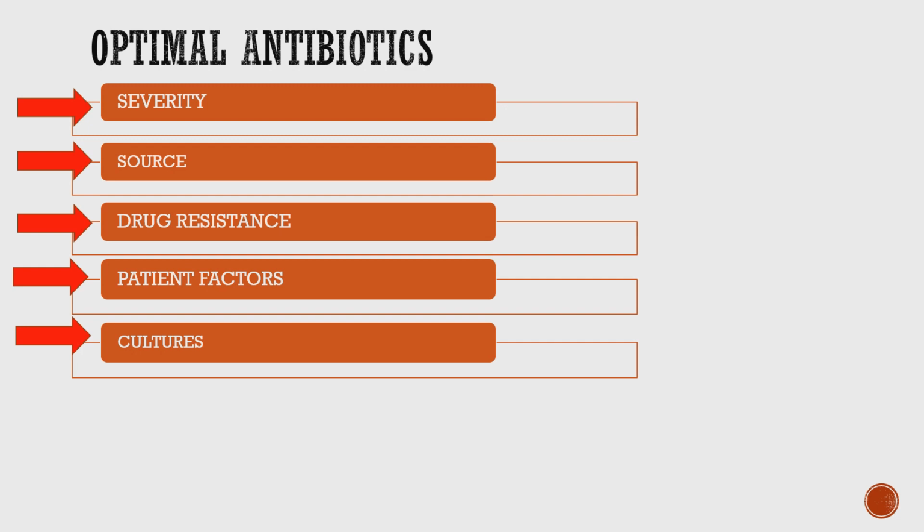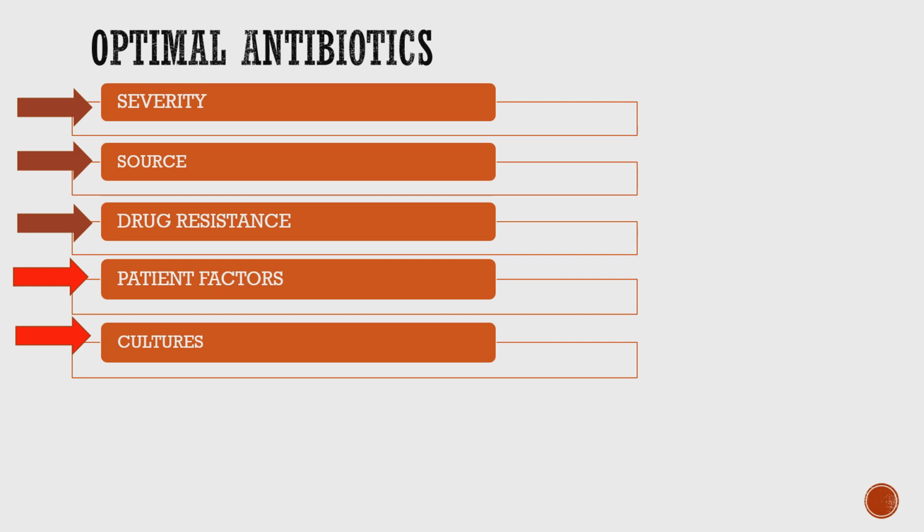First is the severity. Actually our patient is severe. So a severe patient always requires IV therapy rather than oral therapy. Second is the source. So what is the source? The source of the infection in our patient is the UTI. So we have to think about the common etiology of UTI, and the common etiology of UTI in our region, I think, is E. coli. Then we have to know the drug resistance. So we have to know the pattern of drug resistance in the E. coli.